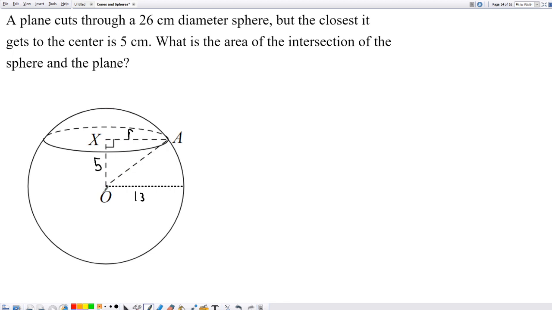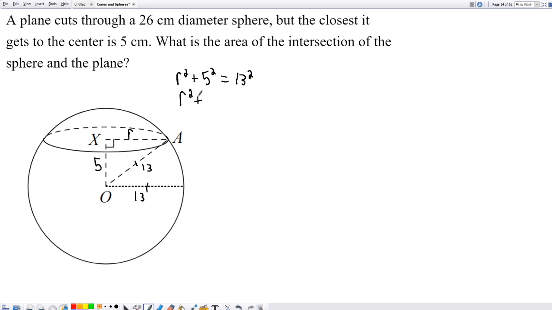And AO is a radius of the sphere, just like the one I drew here. So these two measures are the same. So that means this is 13. And then it becomes just a simple right triangle problem. We have that r squared plus 5 squared is equal to 13 squared.